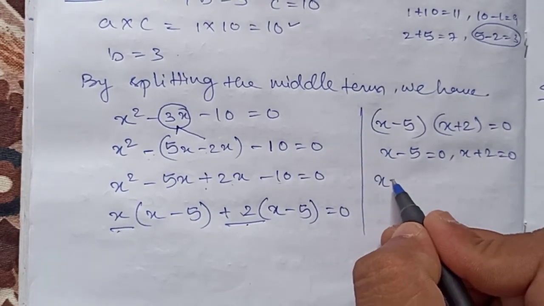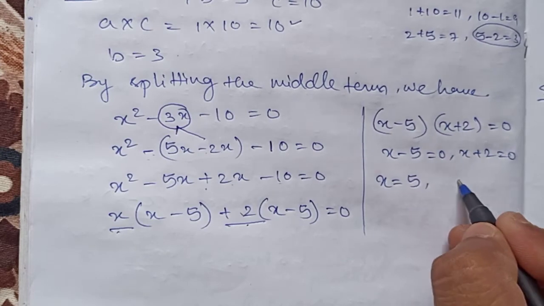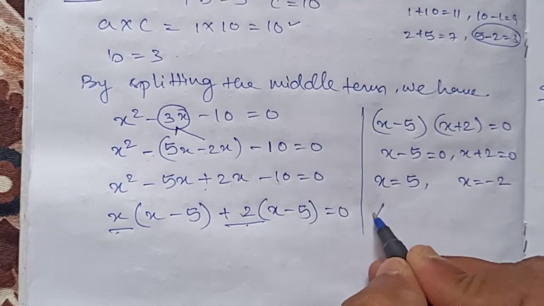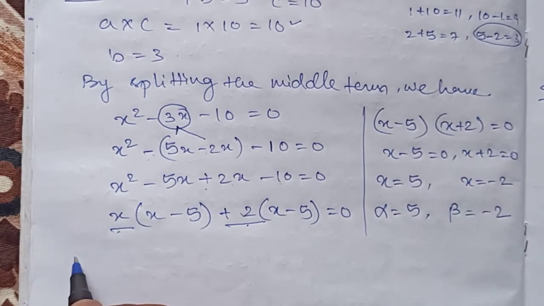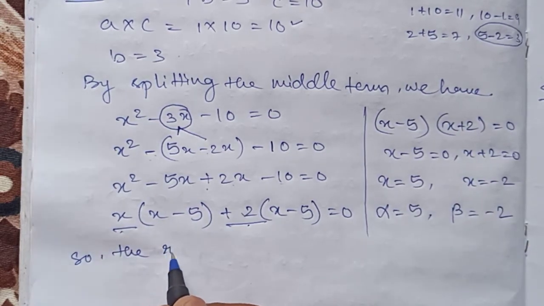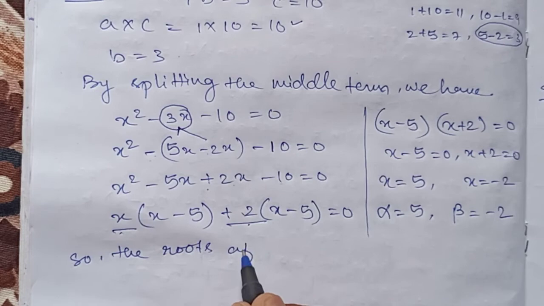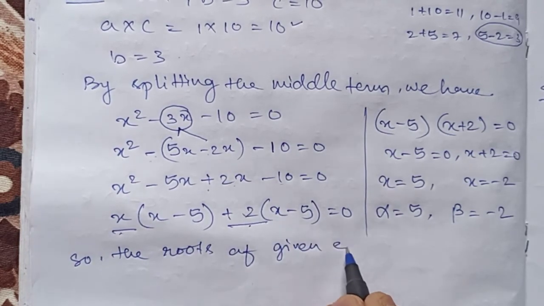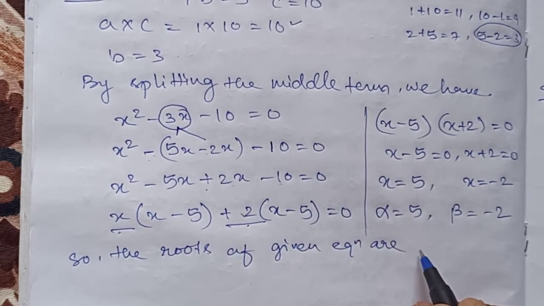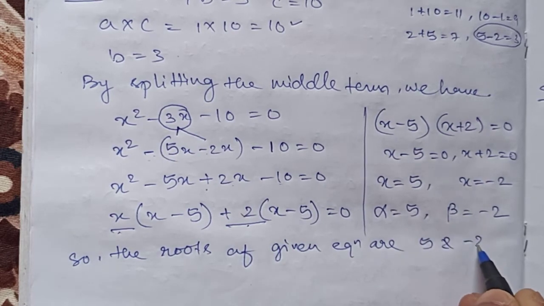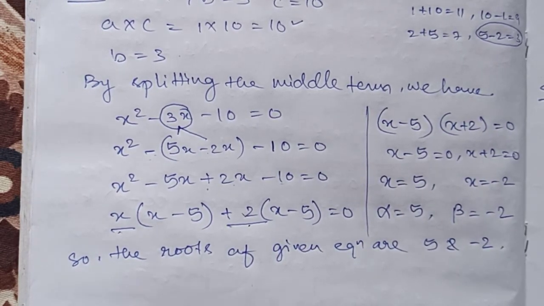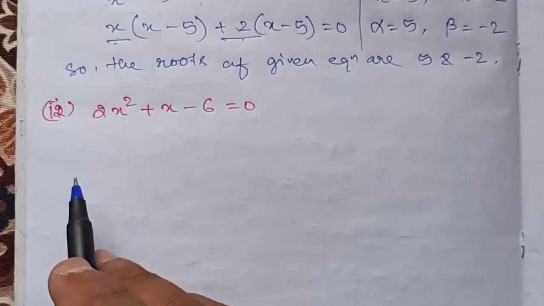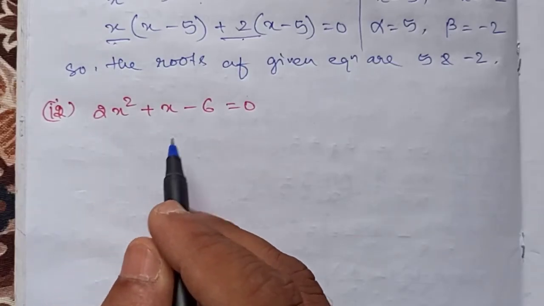Bring 5 this side, x equals 5. Bring 2 this side, x equals minus 2. That means alpha equals 5 and beta equals minus 2. So the roots of the given equation are 5 and minus 2. Understood? Next bit.